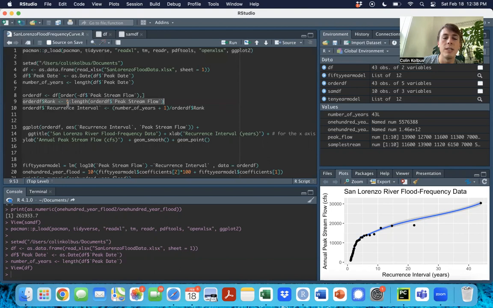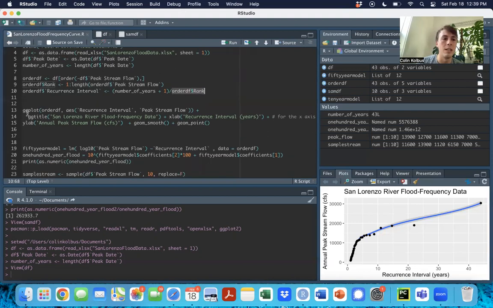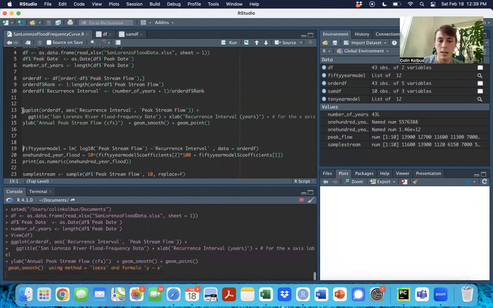Then we're going to use that to calculate the recurrence interval. That's based off of the number of years I have represented, which is 43 years total. We're going to divide that by the rank that I've placed it under. So out of my 43 years of data, I've ranked each one from 1 to 43. Based off of that data, my number 1 flood is going to be ranked, and I'm going to calculate a recurrence interval of 43. And so I will plot that to our right.